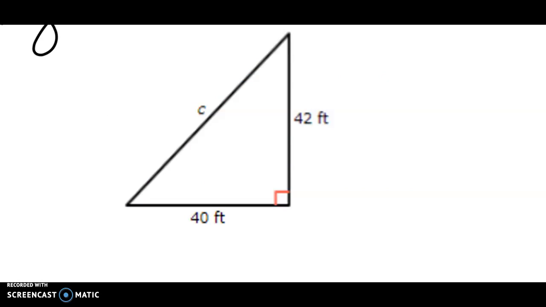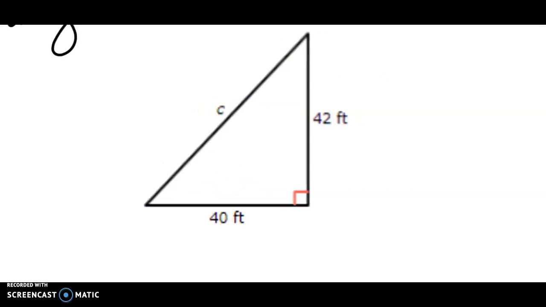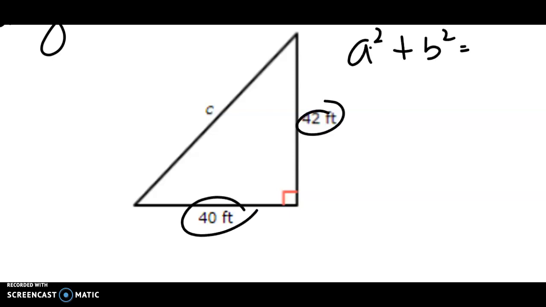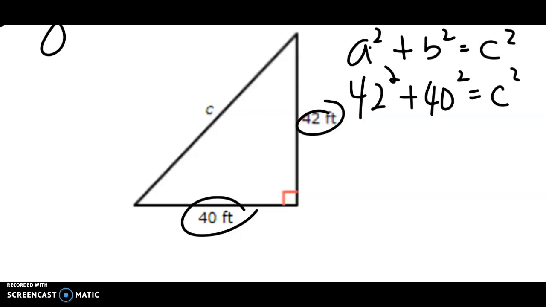On this one, again, we're looking for the hypotenuse because we have the two legs. So a squared plus b squared equals c squared. 42 squared plus 40 squared equals c squared. You are going to want a calculator for this unit, not just this lesson.